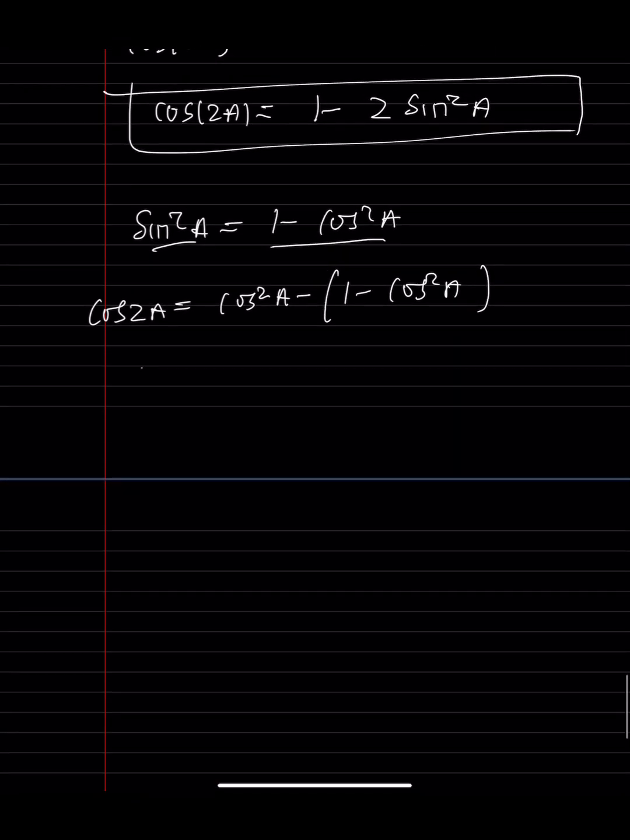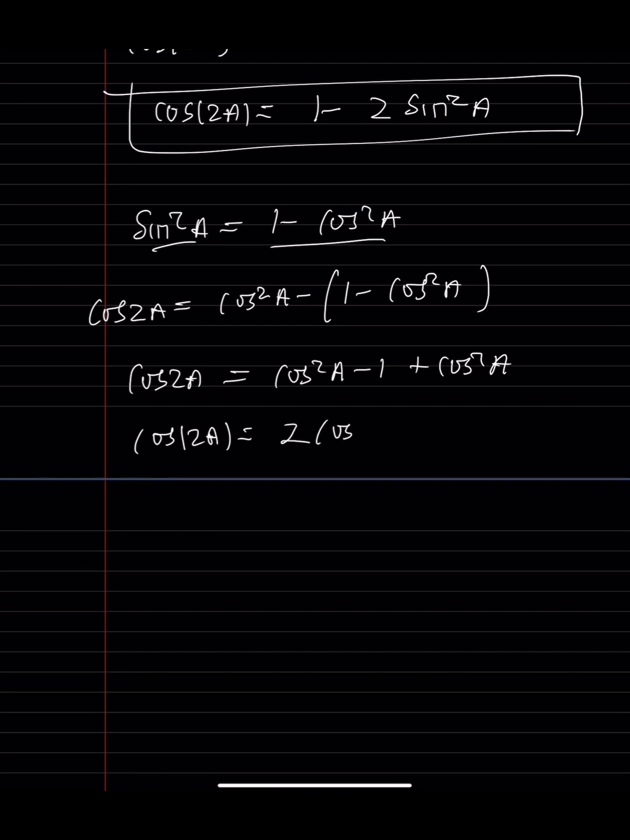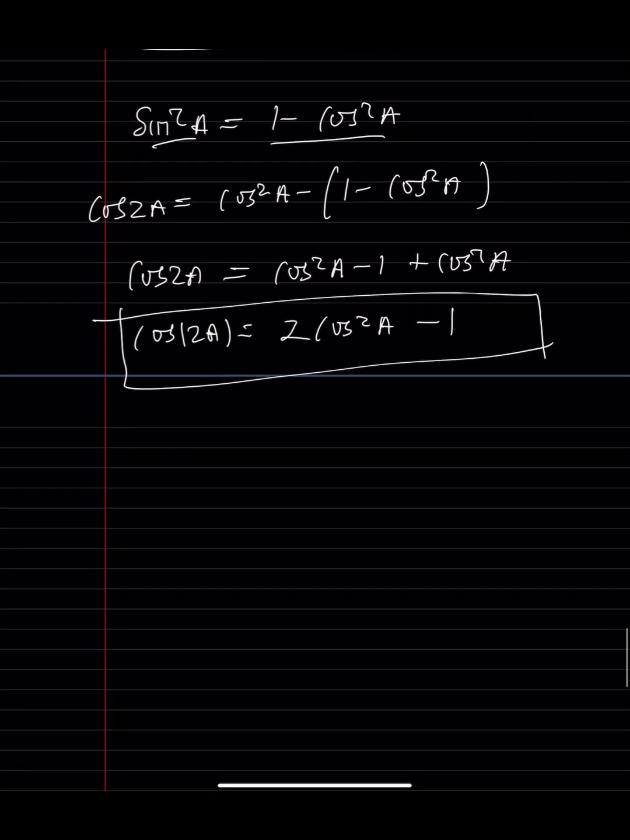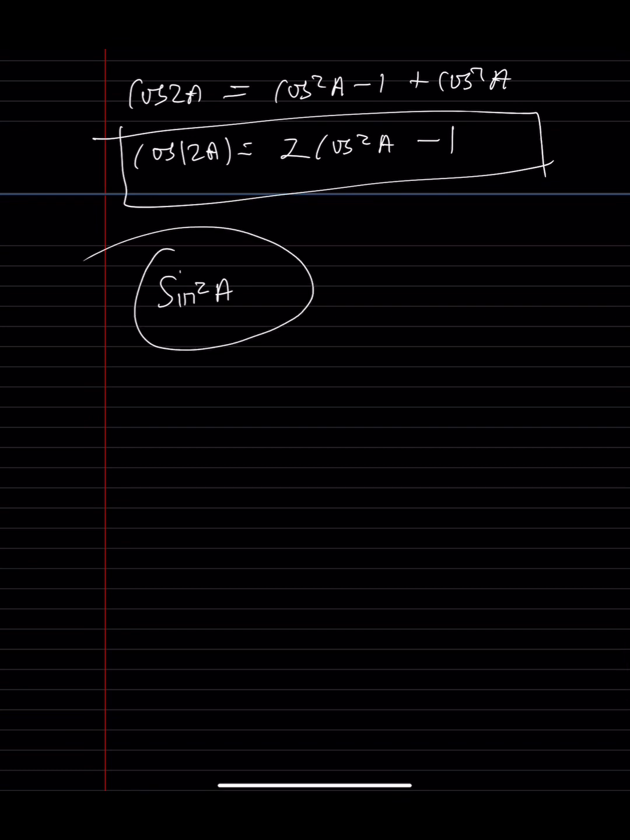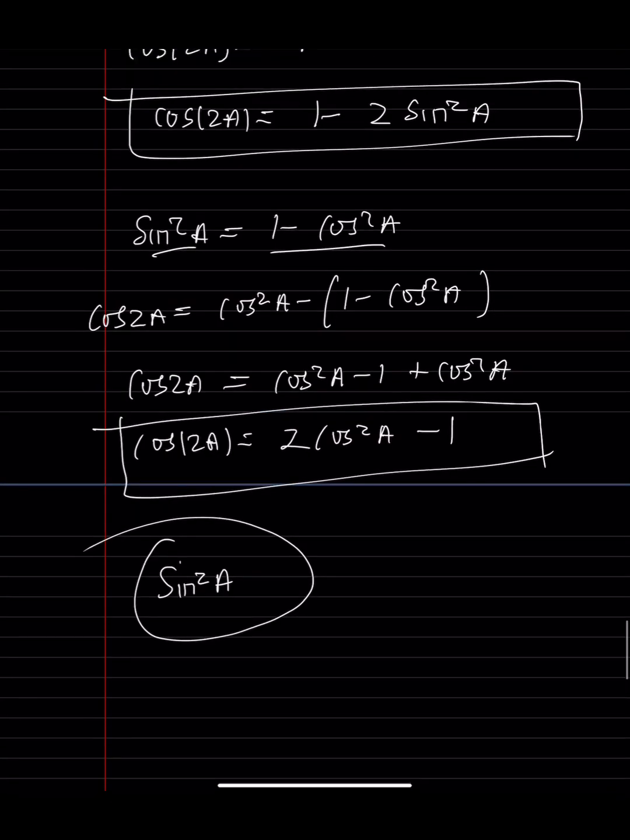And at the end of the day, I'm going to get cos 2A to be equal to cos square A minus 1 plus cos square A. So at the end of the day, I'm going to get cos 2A to be equal to 2 cos square A minus 1. So this is also a very important equation. So in fact, if I'm given sine square A and I want to simplify this, I can write it in an alternative form whereby it will be easy for me to do whatever I want. So in this case, I can rewrite everything in terms of this equation.